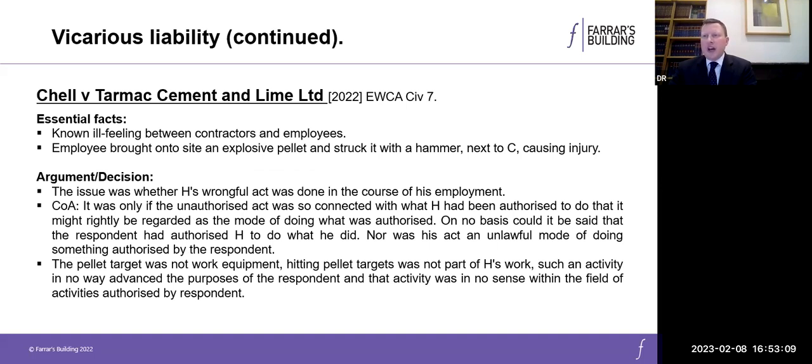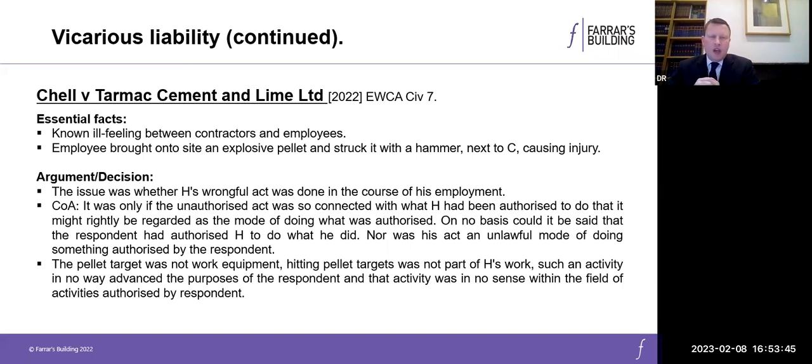And just completing the update, another Court of Appeal case in relation to vicarious liability again is the case of Chell and Tarmac. In Chell and Tarmac Cement, the Court of Appeal were dealing with the second stage of the vicarious liability test. You'll recall, that's the question: is there a close connection between that employment or akin to employment relationship and the wrongful conduct that occurs? The facts of this case were quite graphic.